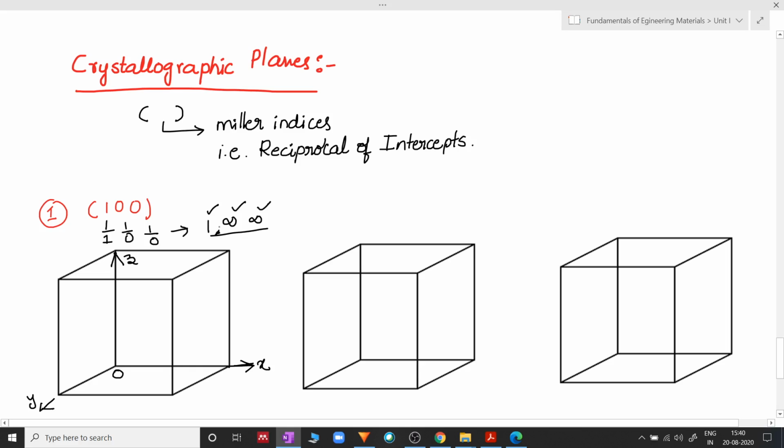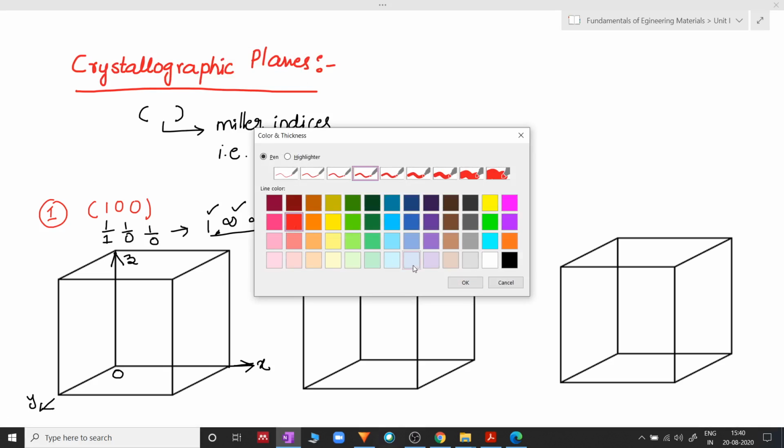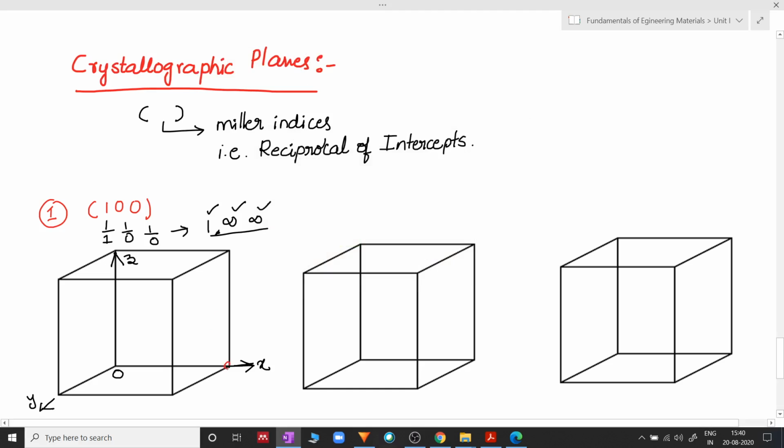One intercept on x-axis means at this point. This is one intercept on x-axis. An infinite intercept on y-axis means it is parallel to y-axis. And infinite intercept on z-axis means it is parallel to z-axis. So therefore I can represent this plane as this. So this is the 100 plane.